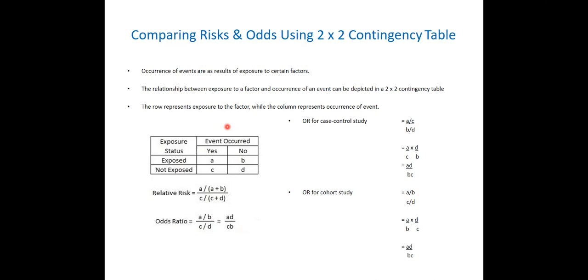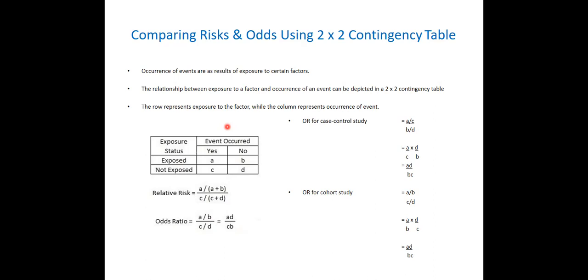Disease, no disease, lung cancer, no lung cancer, either dead or alive. The outcome also must be two categories. So when you now cross tabulate the two, put it on the table, it gives you a 2 by 2 contingency table. Remember, before yesterday, we talked about this contingency table, when you have one variable along the row, another variable along the column.